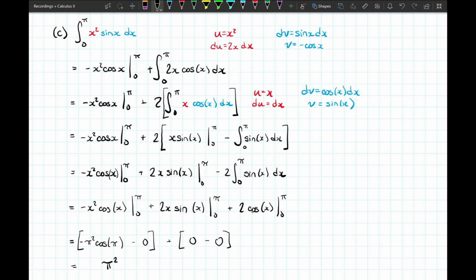Now this last one I have cosine again, and I can evaluate that from 0 to pi, and I can factor that 2 out. Cosine of pi minus cosine of 0. Well, that'd be negative 1 minus 1, negative 2 times 2, so that just gets me minus 4. And the final answer here is pi squared minus 4.